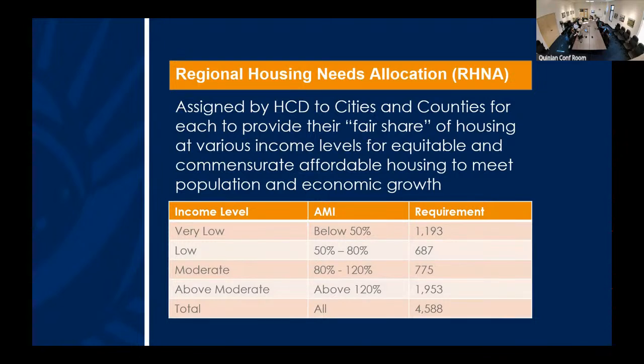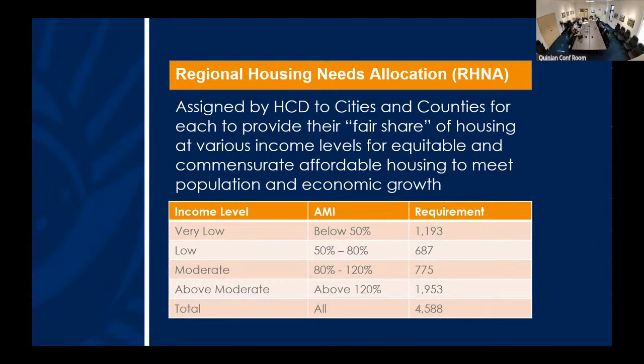So to set the context for this update of our inclusionary requirements, it's important to remember that right now we are in the midst of our 6th cycle housing element that includes the Regional Housing Needs Allocation, or the RHNA, which is something that HCD assigns to each city and county, for each to provide their own fair share of affordable housing at various income levels, right? To meet equitable, commensurate affordable housing for population and economic growth. This was part of our housing element.